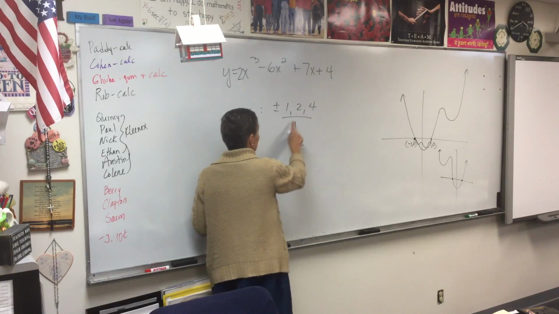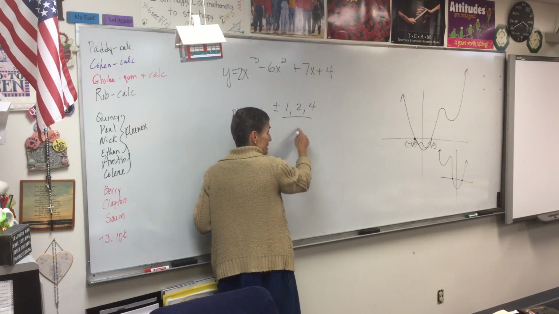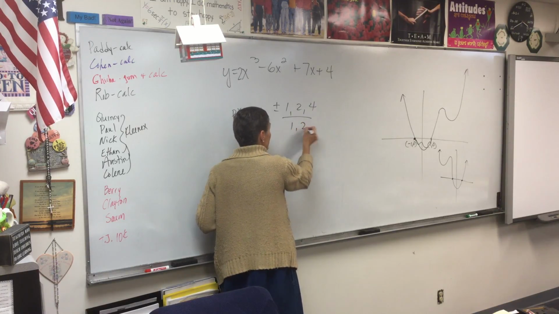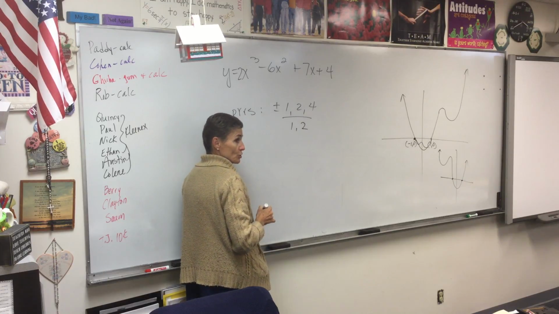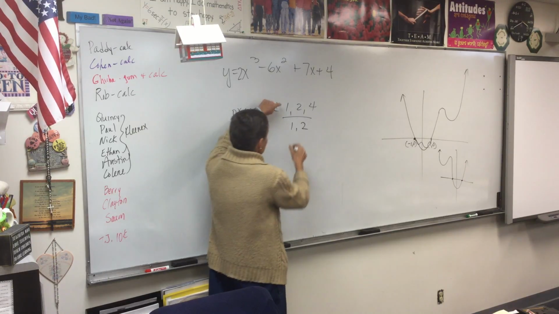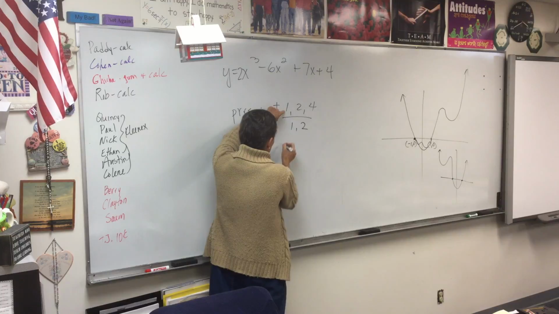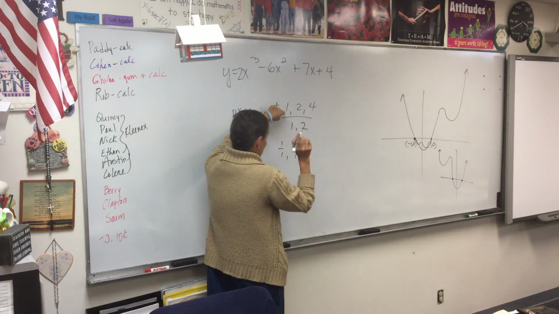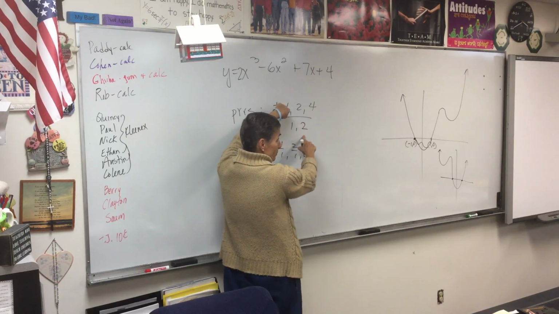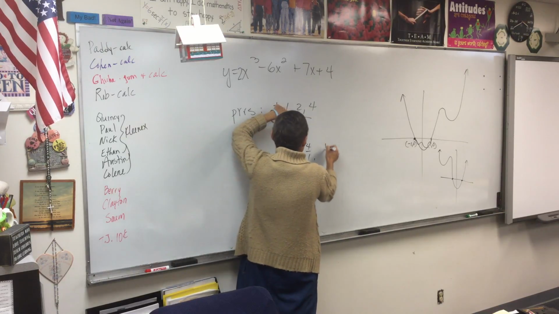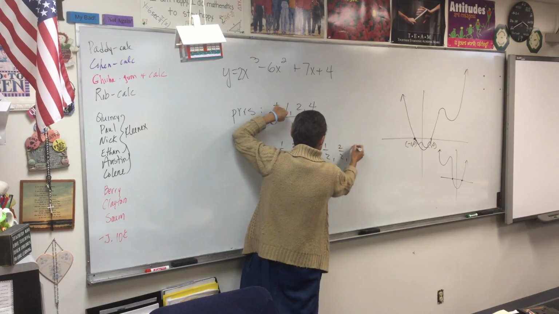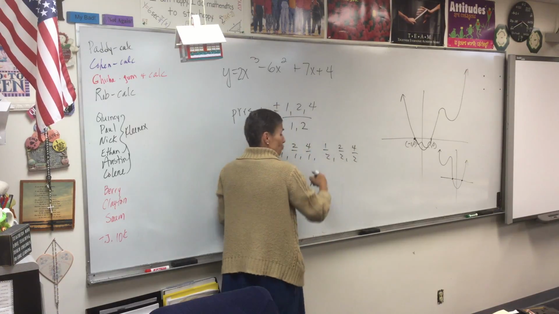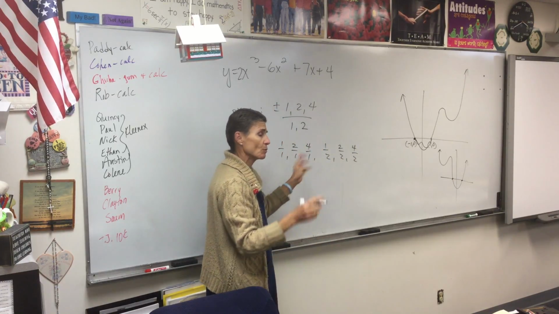But if it had been 2, then on the bottom down here, you would have not just 1, but you would also have 2. And that means that you could have all these numbers over 1. So 1 over 1, 2 over 1, 4 over 1. But you could also have all these numbers over 2. So you'd have 1 half, 2 halves, and 4 halves. Now some of those are duplicates, and that's okay.